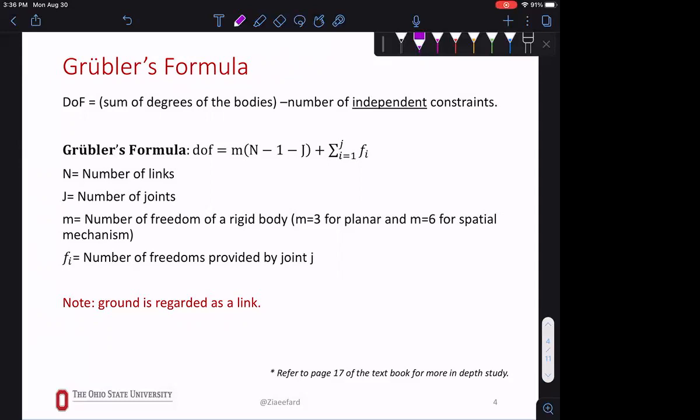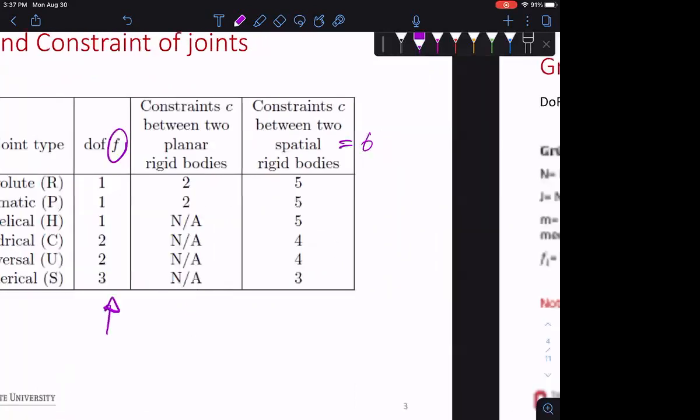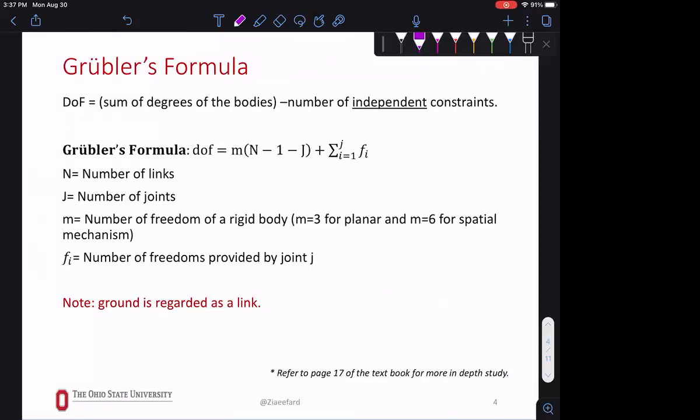Times N, the number of links. We're going to count how many links there are. Minus 1, because that 1 is always fixed. Minus J, where J is the number of joints you really count. Plus sigma Fi, where Fi is the number of degrees of freedom provided by that joint. So that's where the joint becomes important. If it's a revolute joint, a cylindrical joint, or a spherical joint, the number of degrees of freedom changes. These are that F. So we basically take this number, plug it into that equation, and then we find the degrees of freedom for a system.